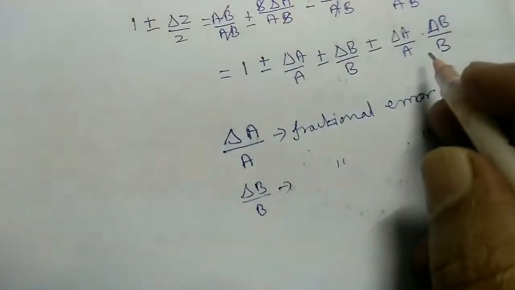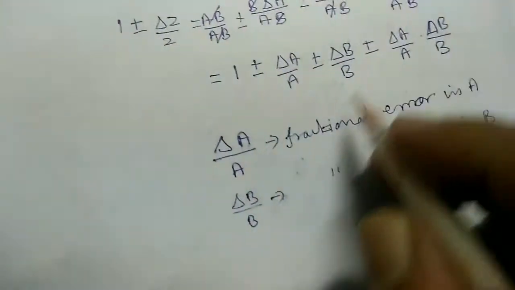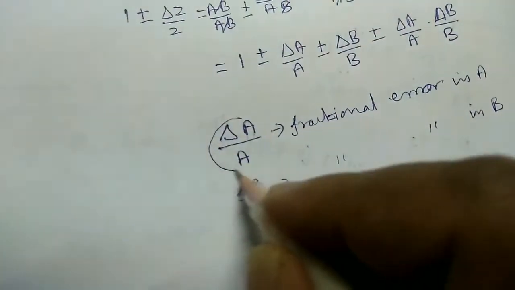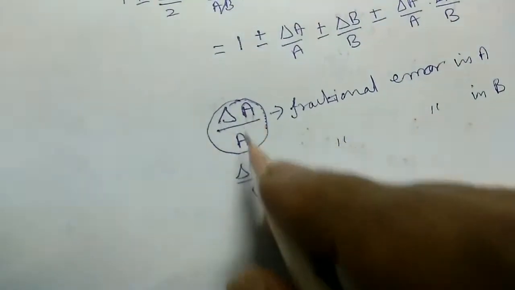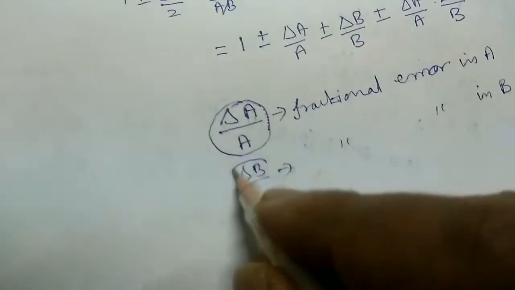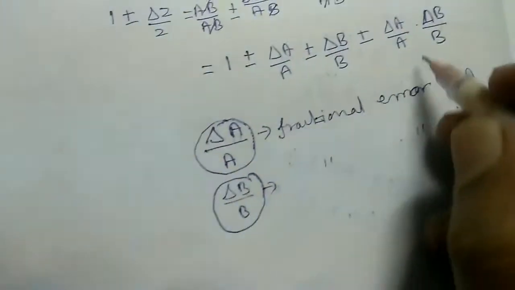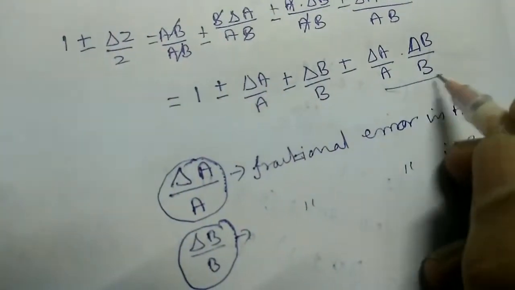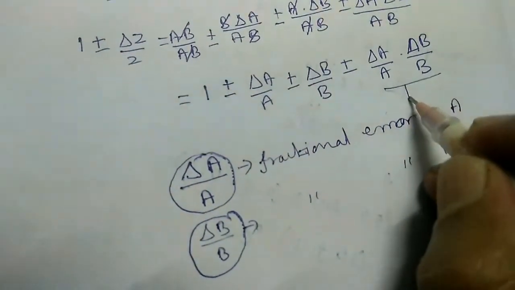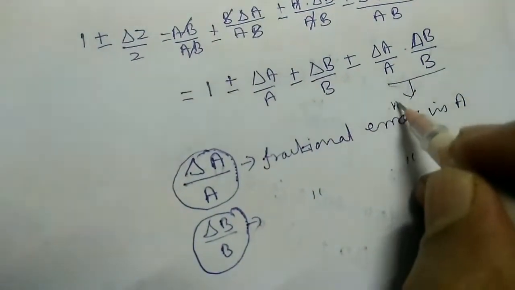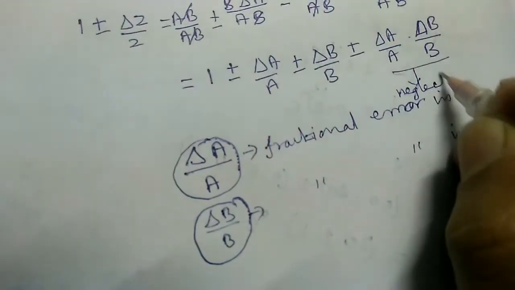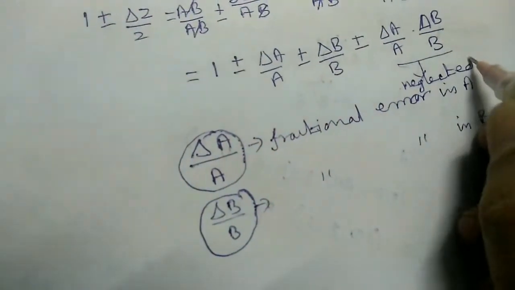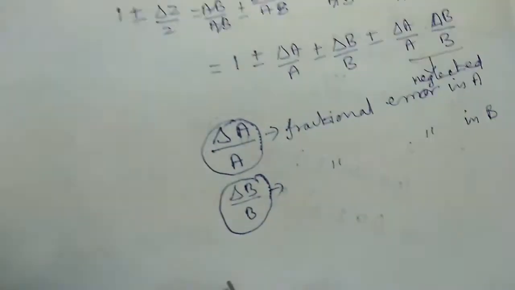And here this product, this value is very small, because A is a big value and del A is a smaller value. This value is also small. So this product gives a very small value, like 0.000. So this term is neglected.